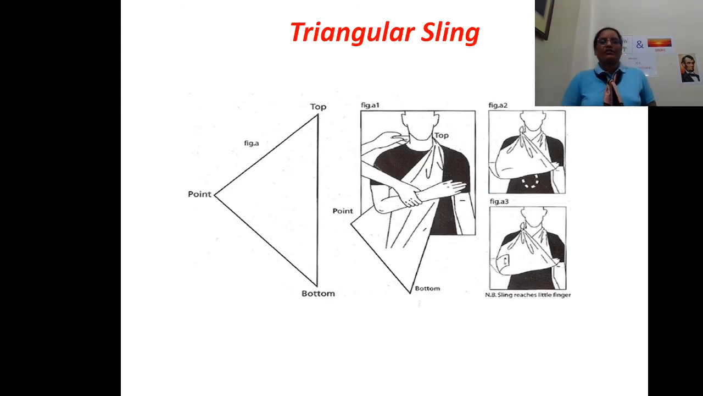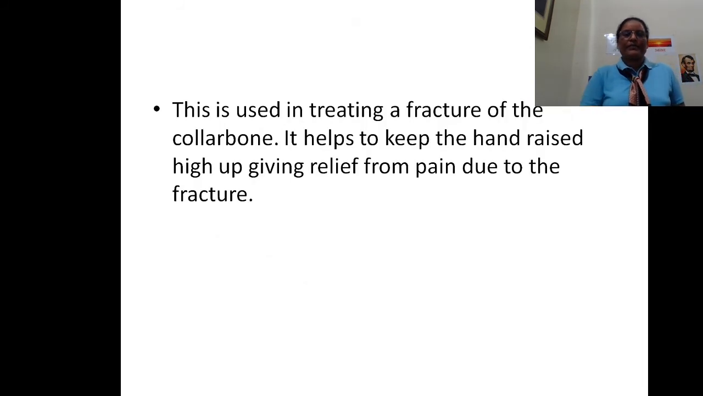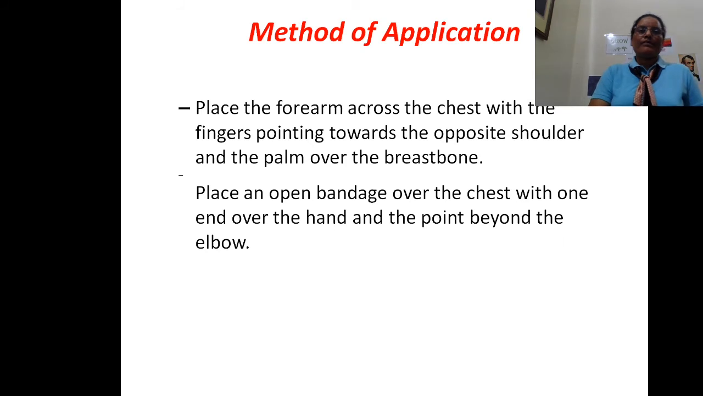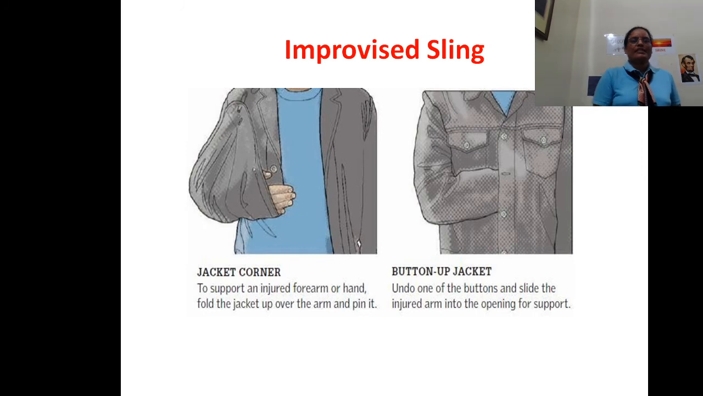Then the next one is the triangular sling. In the triangular sling, the position of the triangular bandage is as present in the picture. This is used in treating a fracture of the collarbone. It helps to keep the hand raised high, giving relief from pain due to the fracture. Then method of application: place the forearm across the chest with the fingers pointing towards the opposite shoulder and the palm over the breastbone. Place an open bandage over the chest with one end over the hand and the point beyond the elbow.